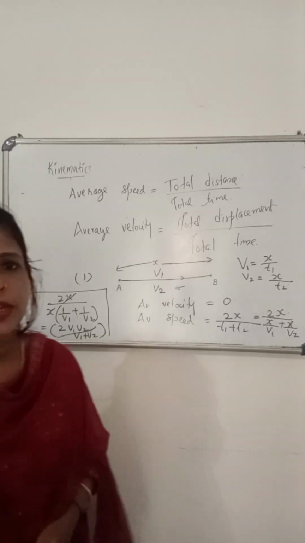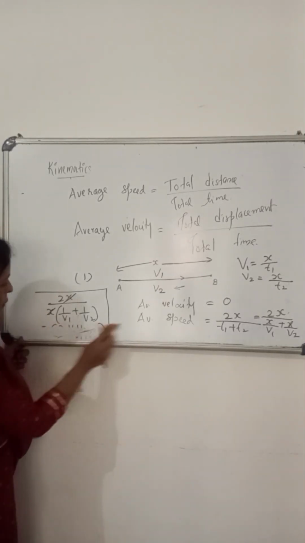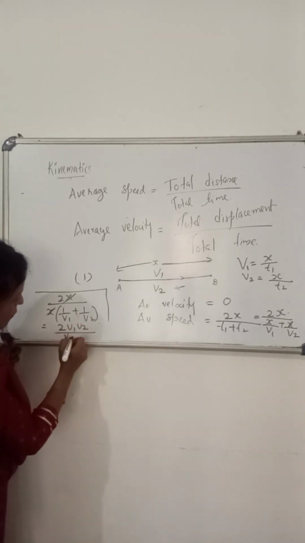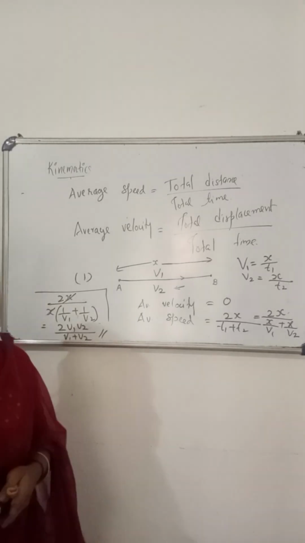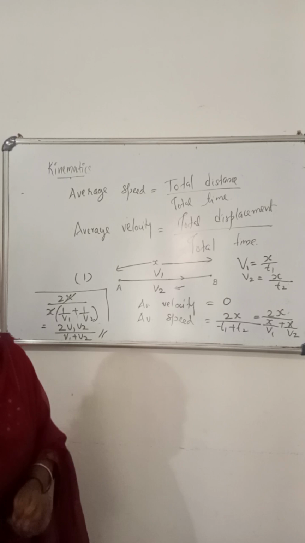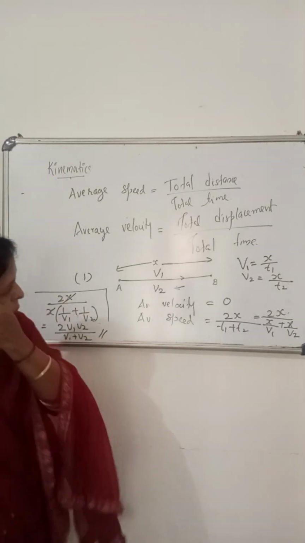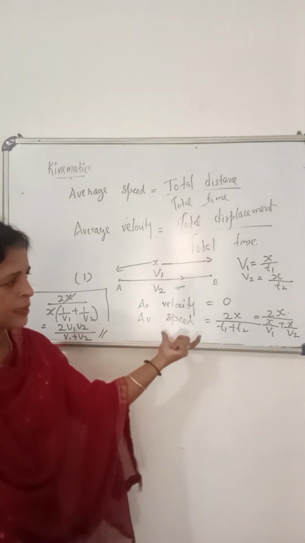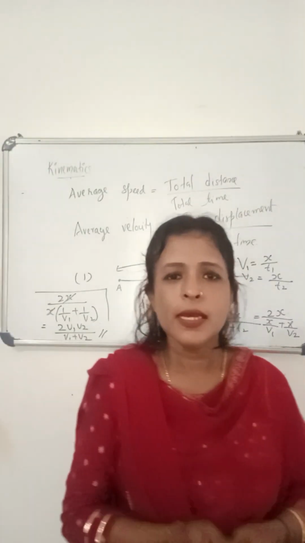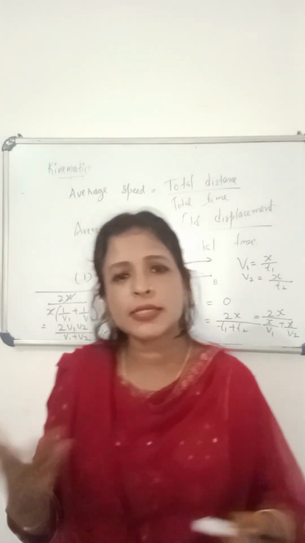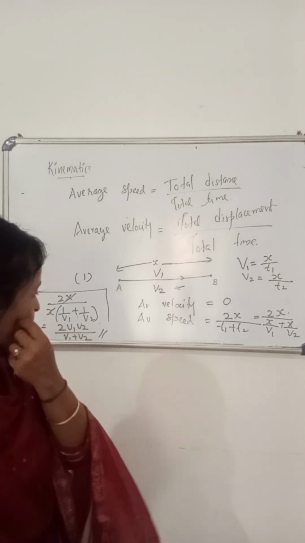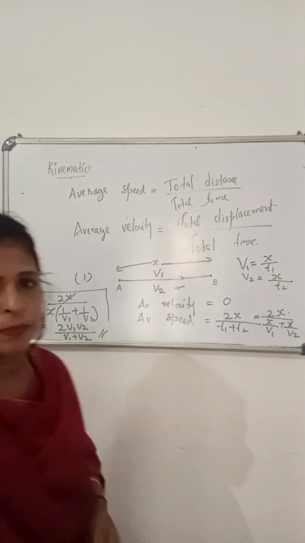2 v1 v2 divided by v1 plus v2. This is our equation, for the case of this problem only, and we will find other equations in different problems, because all problems are asked with new values only. They will give the value v1 as 5 meters per second and v2 as 6 meters per second, then what is the average speed? So we need to use this equation. Either you can memorize this equation, or you can solve it like this.